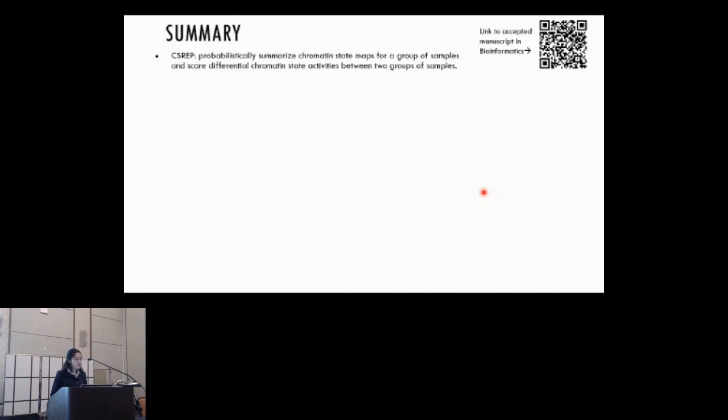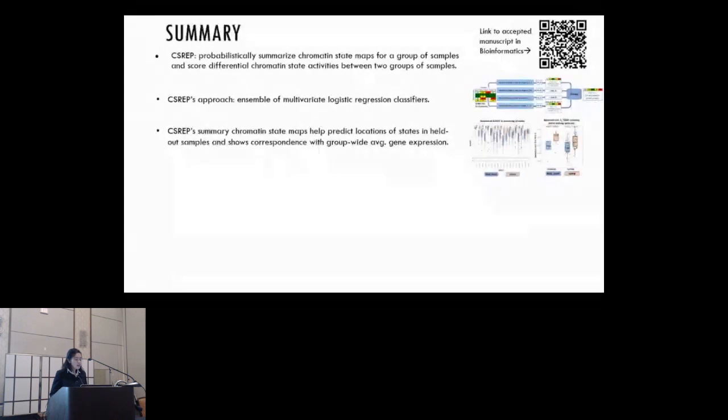So in summary, we introduced CS-REP, which probabilistically summarizes the chromatin state maps for a group of samples and scores the differential chromatin state activity between 2 groups of samples. The approach is an example of a multivariate logistic regression classifier. We show that the CS-REP summary chromatin state map can help predict locations of states in held-out samples and shows correspondence with group-wide average gene expression.